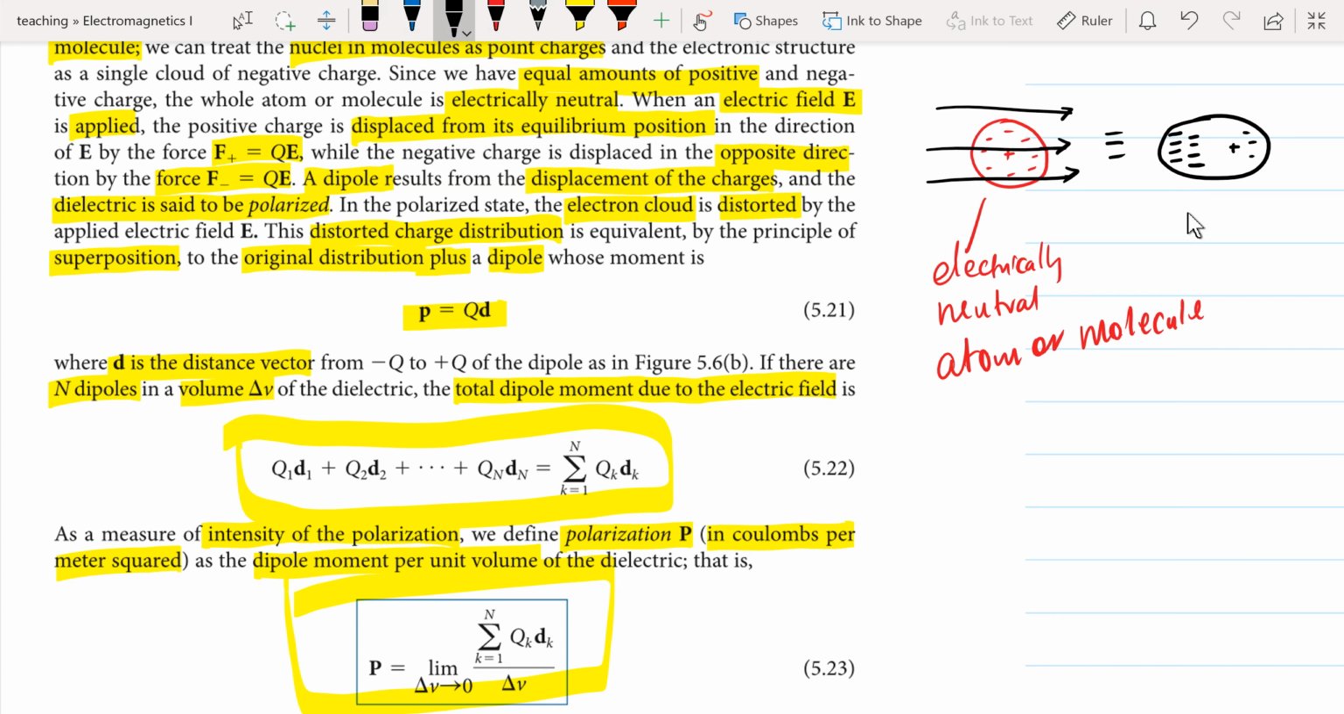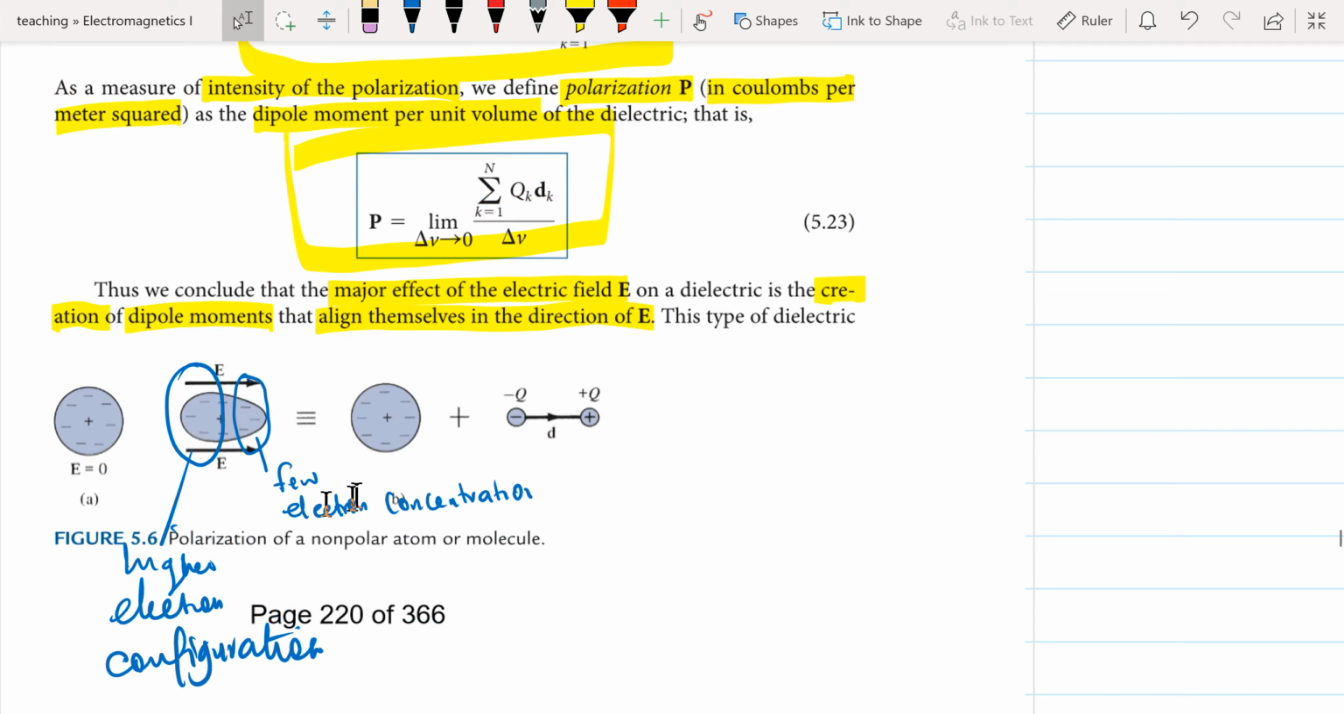and therefore if you are to represent this atom in a new diagram, it would appear like you have one normal atom that still has some electrons surrounding a nucleus, but then there is some net effect of a negatively charged Q and a positively charged Q that forms a dipole. And that diagram can actually be seen in this diagram right here.